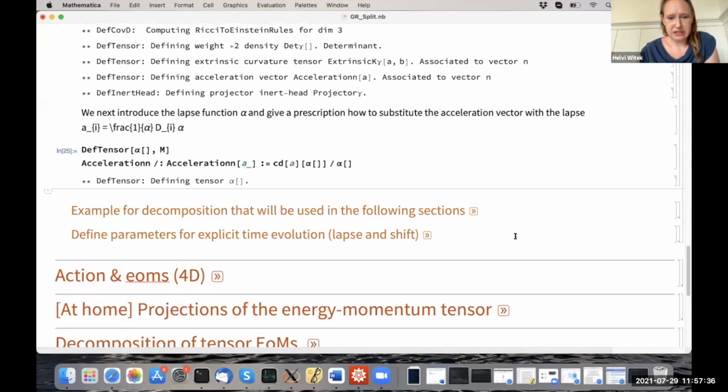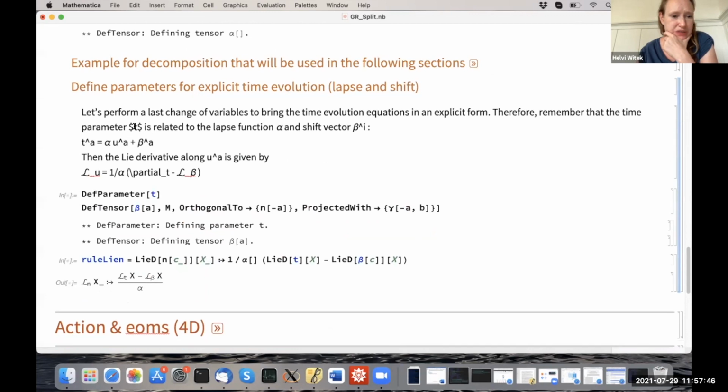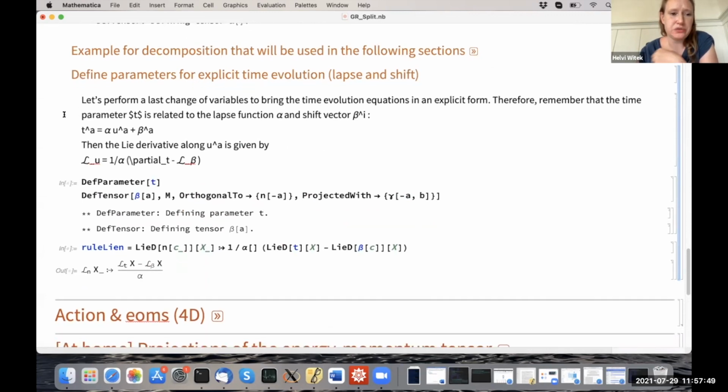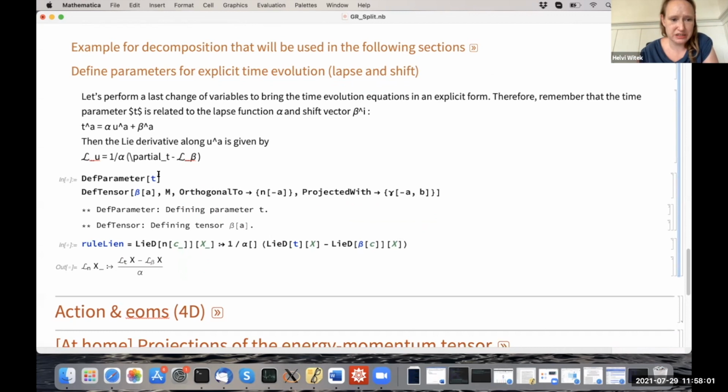Let me just take one example. No, I don't think we need that. We can just go through in the following. Maybe one more thing that we will use further below. If we want to write down our evolution equations, not in terms of Lie derivatives along the normal, but actually as partial time derivatives, we can introduce a parameter, so def parameter t, which will be our time label. I'm also introducing a tensor that is a shift vector here on our manifold M.